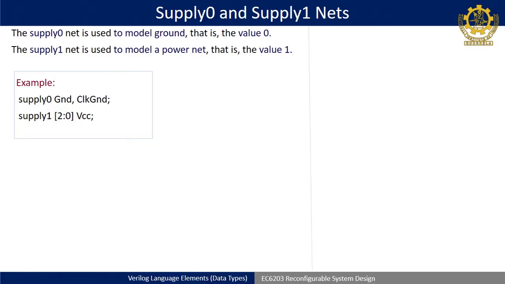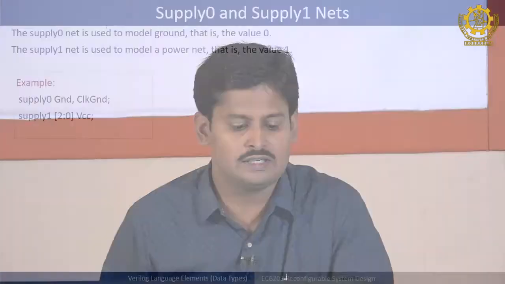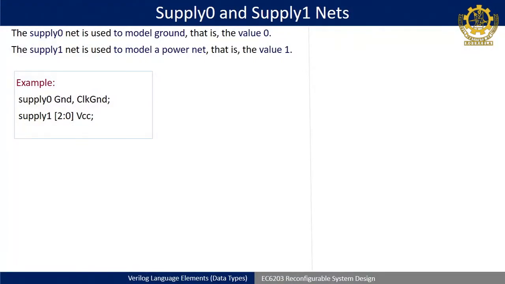Now, supply0 and supply1, these are also very easy data types. These are used to model ground and power. When you write supply0 it will be assigned the value 0, and when you write supply1 it will be assigned the value 1. So this we will see in detail in the gate level modeling style.